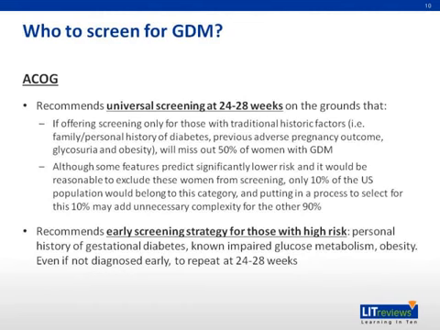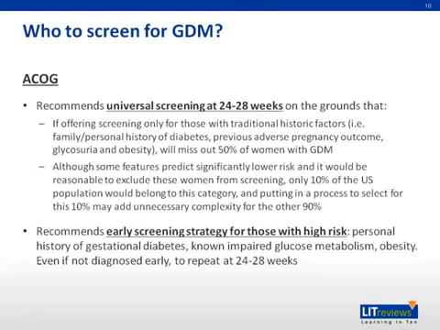The different societies also have a different recommendation on who to screen for GDM. So in America, they recommend universal screening at 24 to 28 weeks. So this means that anybody, whether or not you have risk factors.